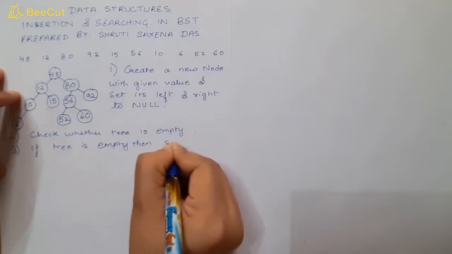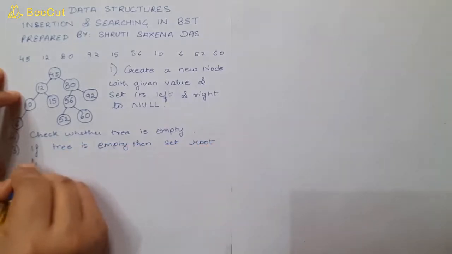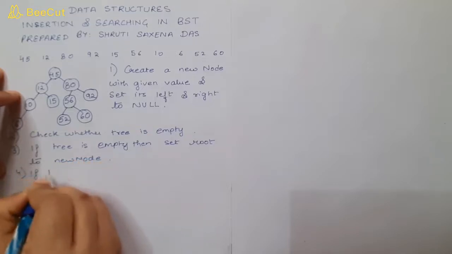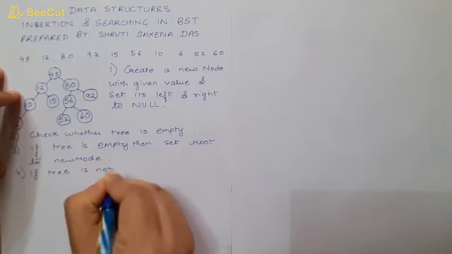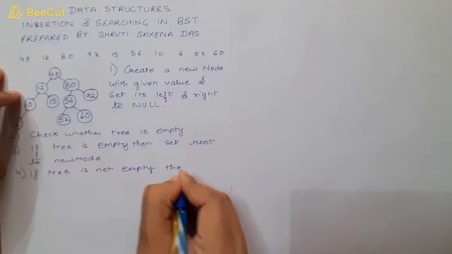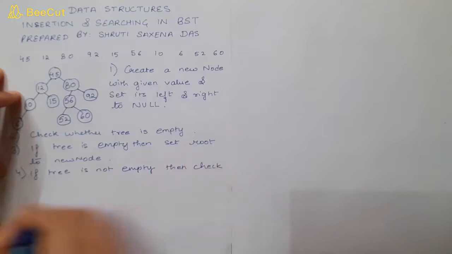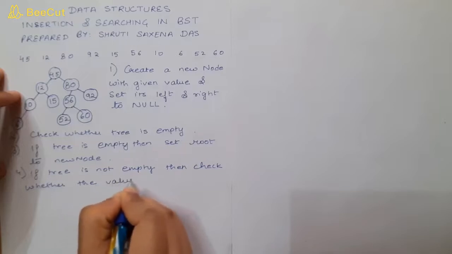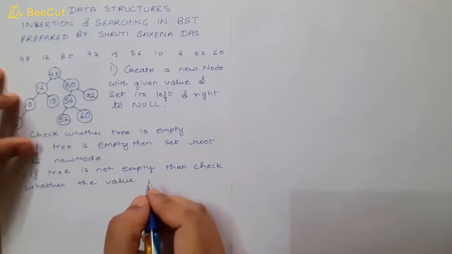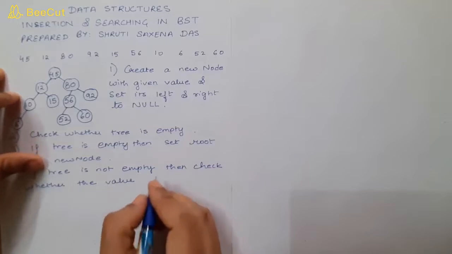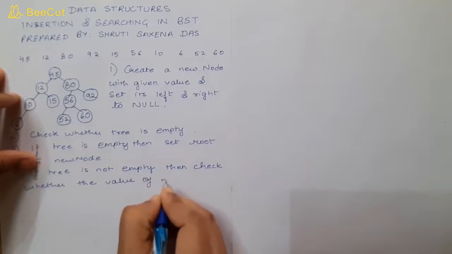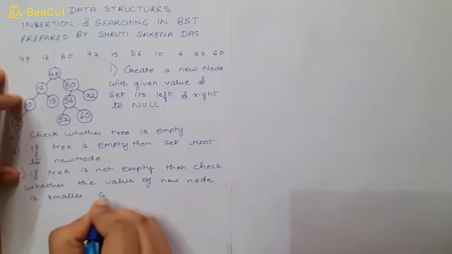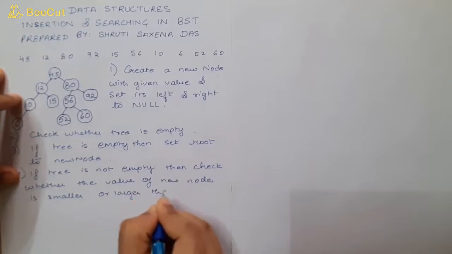So the third step says that if the tree is empty, then set root to new node. And if the tree is not empty, then check whether the value of the newly inserted node, whatever node you are going to insert, is smaller or larger than the root node.